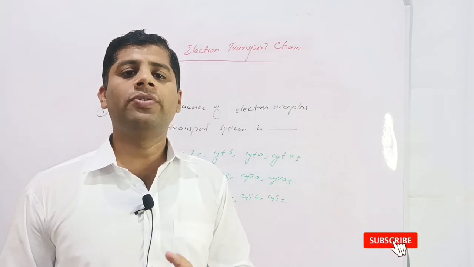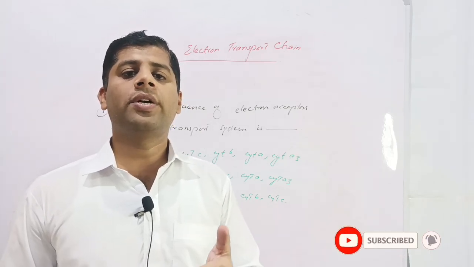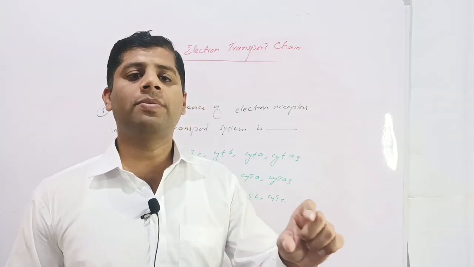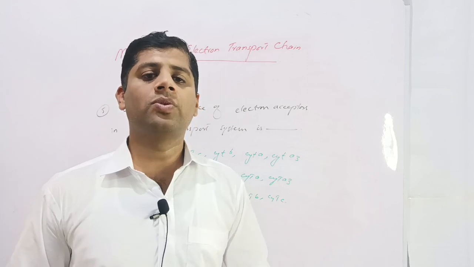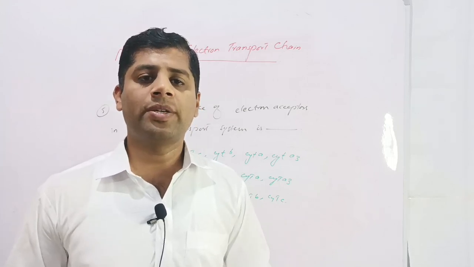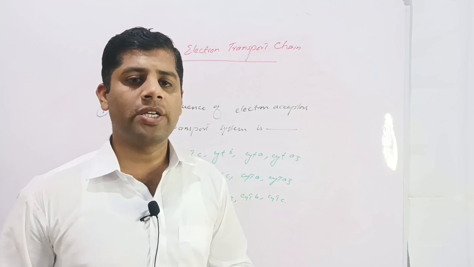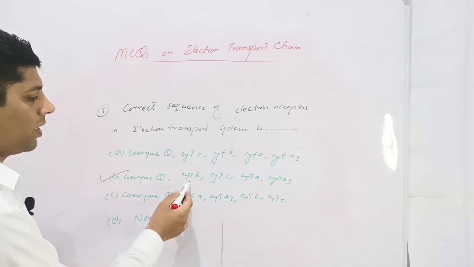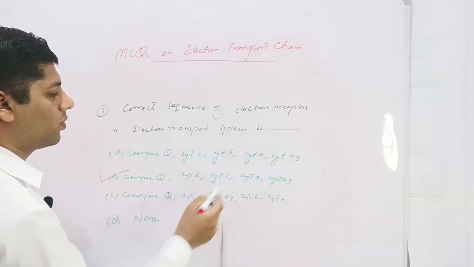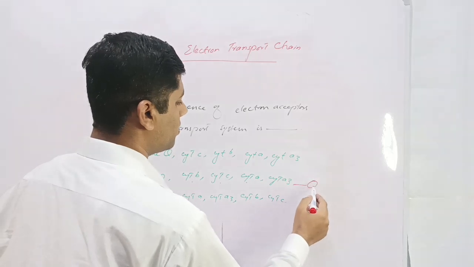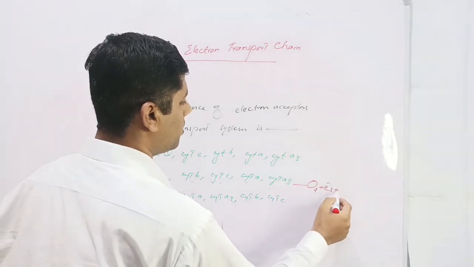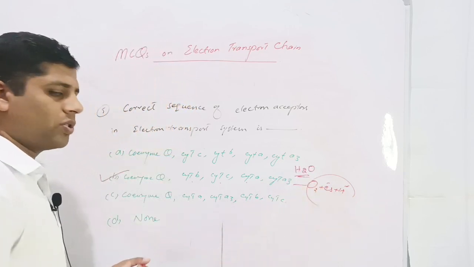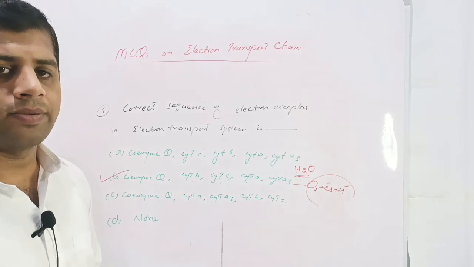Then coenzyme Q delivers the electrons to cytochrome B, then cytochrome C, then cytochrome A, and finally cytochrome A3. Then these electrons are accepted by the oxygen molecule at the end, and water molecules are synthesized. Oxygen is called the final acceptor of the electrons. So the correct sequence is coenzyme Q, cytochrome B, cytochrome C, cytochrome A, and cytochrome A3. Then electrons are delivered to the oxygen molecule. Hydrogen or protons are also received there, and water molecules are synthesized. Water is also synthesized during the process of aerobic respiration.